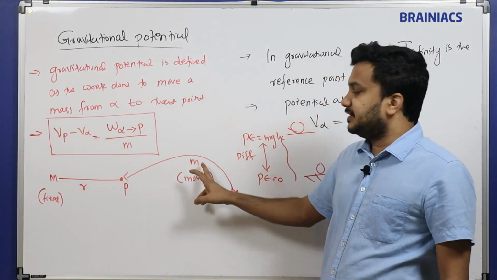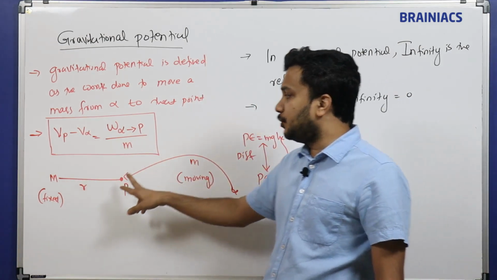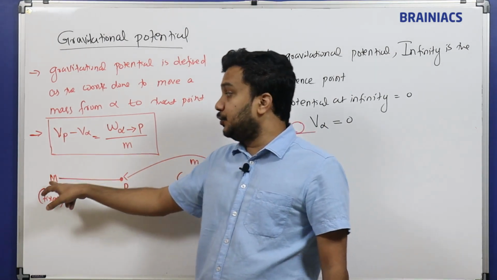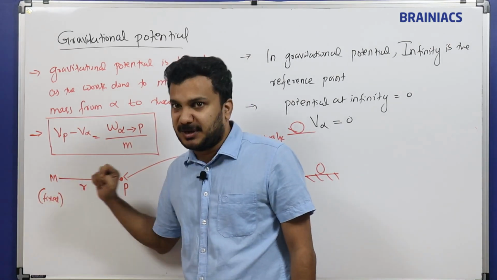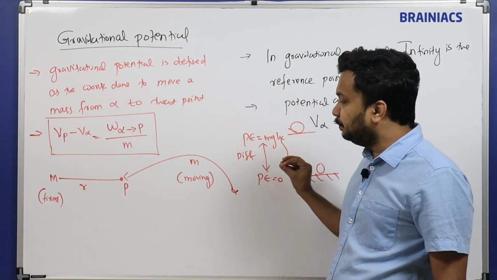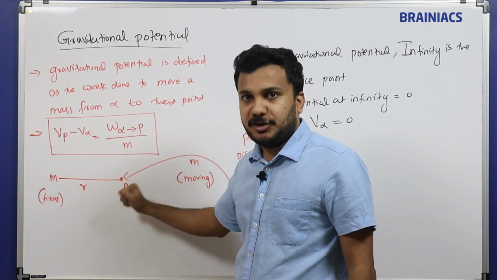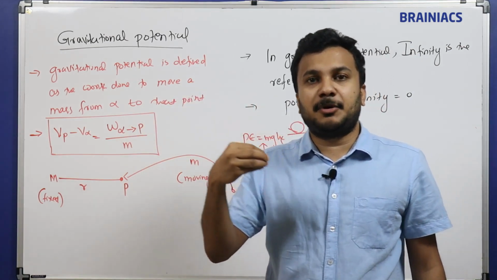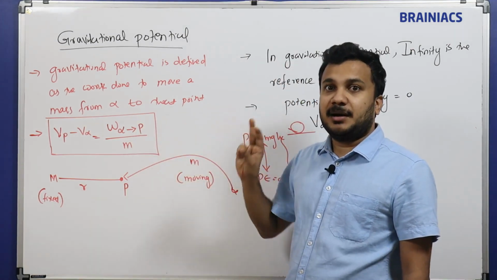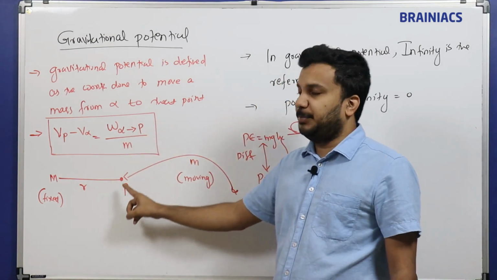So very simple, this is a mass called M, another mass M is placed fixed here. I want to calculate the gravitational potential here due to this mass. So what I will do, I will take a small mass m from infinity, very far away, and keep it at the point P. There I am spending some of my energy. That energy is called W infinity to P. I am spending energy to move from infinity to the point P.